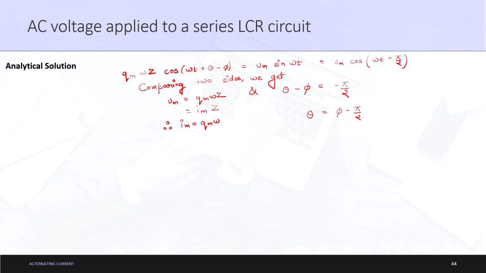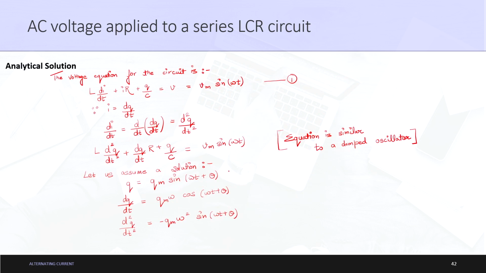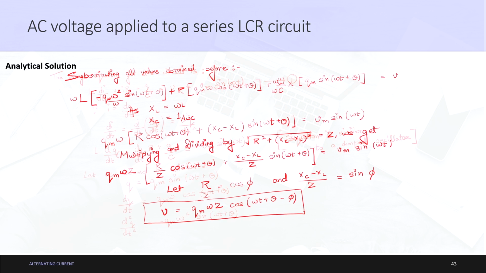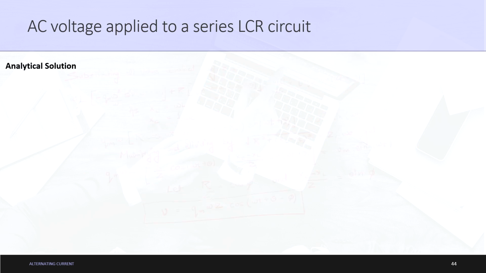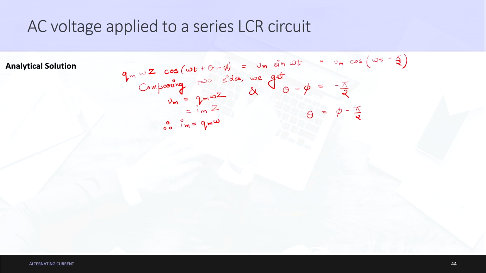Now, in the previous part, what was the simple equation which we used for q? For the assumption of q, this was the equation which was obtained, that is q is equal to q m sin of omega t plus theta. And what was the current being obtained? Current was obtained as equal to q m omega cos of omega t plus theta. Let us use this equation, equation number 3.